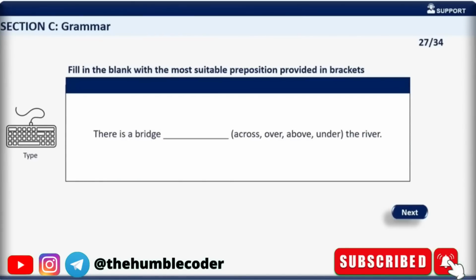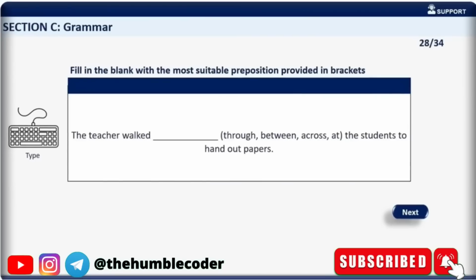Moving on to the next question now. There is a bridge dash the river. The options that we have are across, over, above and under. The correct answer is going to be: there is a bridge over the river. Let's now move on to the next question. A teacher walked dash the students to hand out the papers. The options that we have are through, between, across, at. The correct answer in this question is going to be between. The teacher walked between the students to hand out the papers.